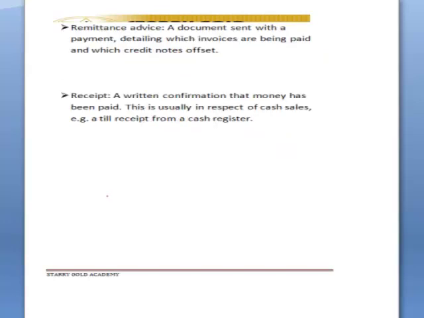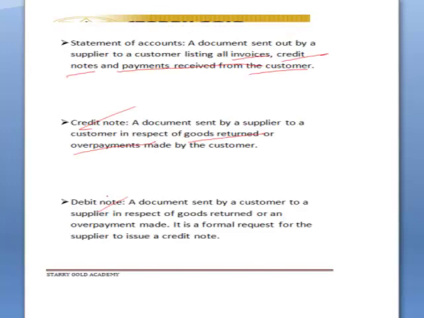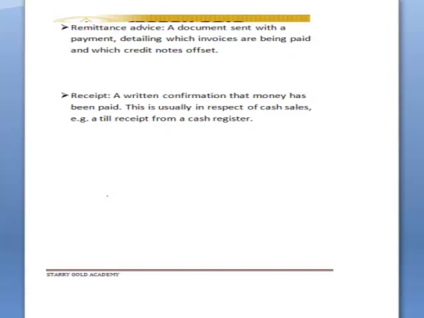Alternatively, a debit note is also issued by a supplier to a customer for underpayment. Also take note of that. Then we have remittance advice, a document sent with a payment detailing which invoices are being paid and which credit notes are also offset. We call it a remittance advice.